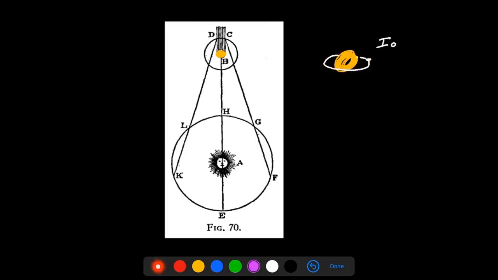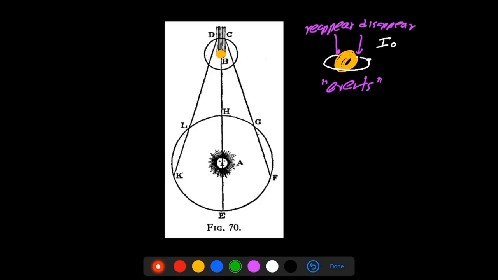What Romer looked for were these points right here, where Io would disappear and reappear. Those are events that one could look for. And so here's what he did.